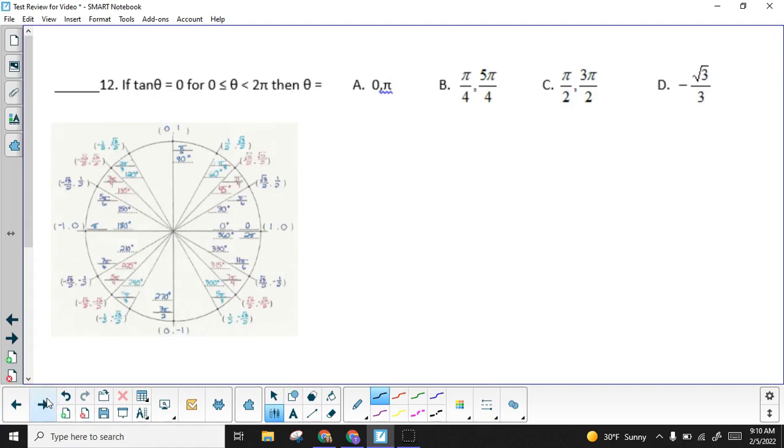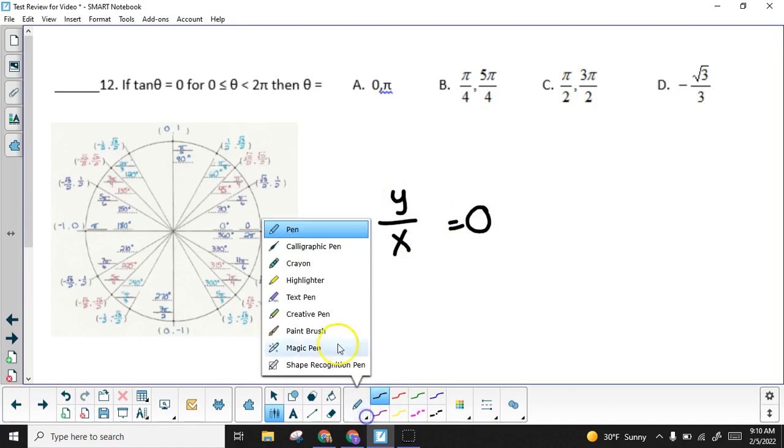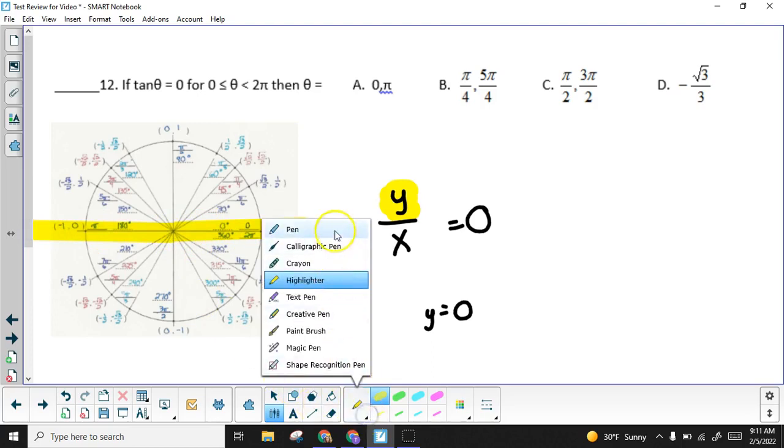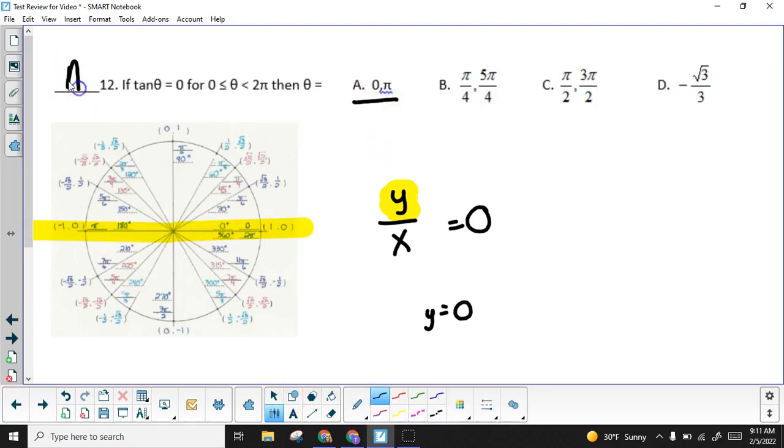For number 12, if tangent theta equals 0 for values of theta between 0 and 2 pi, then theta equals what? So tangent is y over x. So if we're looking for y over x equals 0, then that means that our numerator is equal to 0, which means that we're looking for a y value of 0. So what angles have a y value of 0? That's not in our pi over 3, pi over 4, or pi over 6 families, but the ones that have a y value of 0 are, of course, right here, 0 and pi. And so our answer would be 0 and pi, which is choice A.